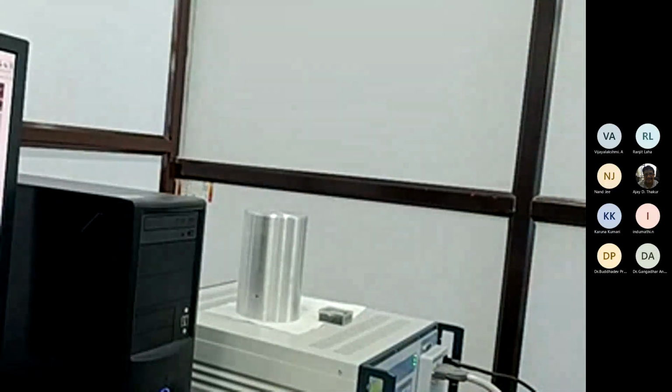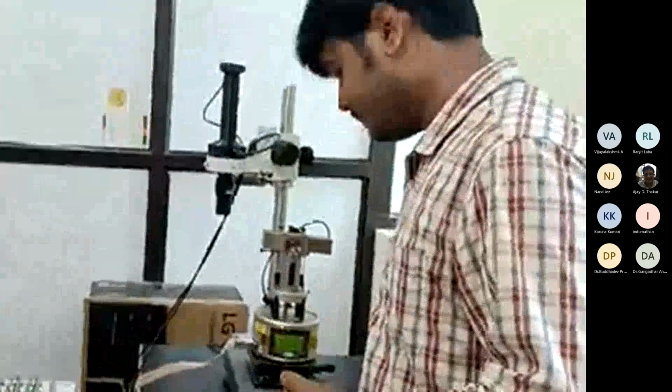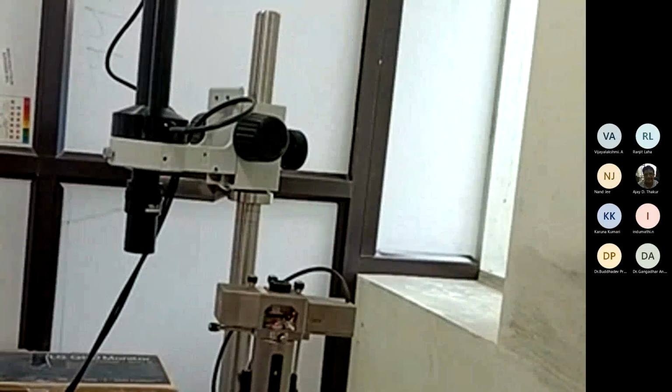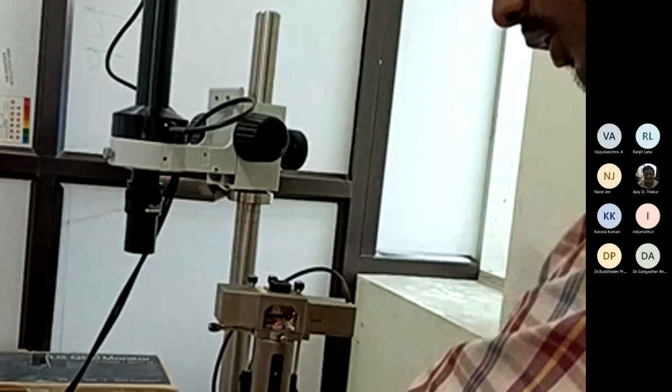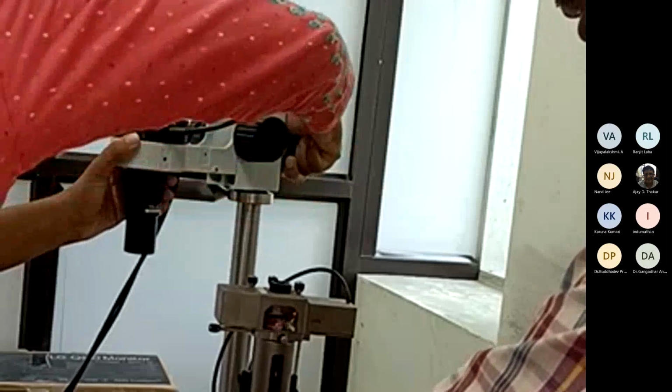So here we are going to scan a sample which is gold coated mica, and we will do contact mode imaging first. This is our AFM. Its model is Bruker MultiMode 8. It is already in contact.